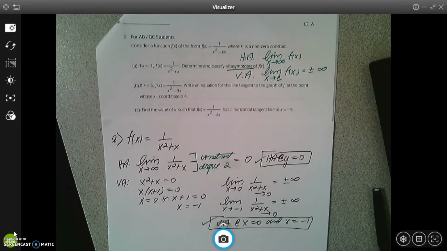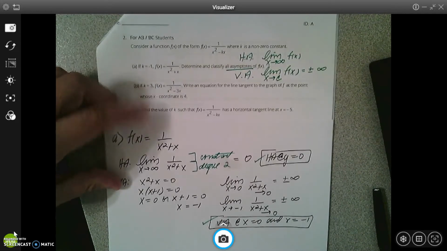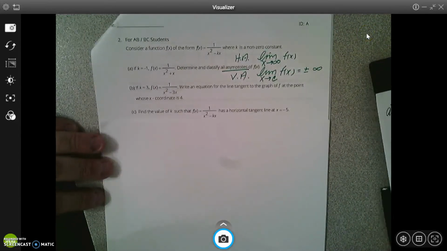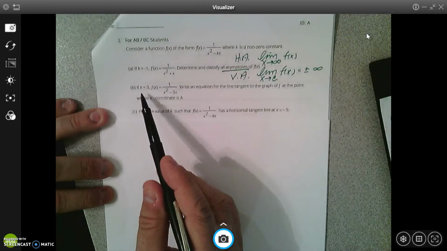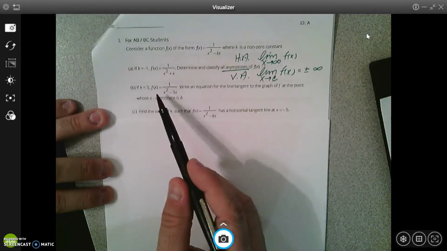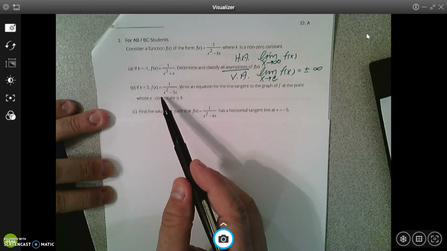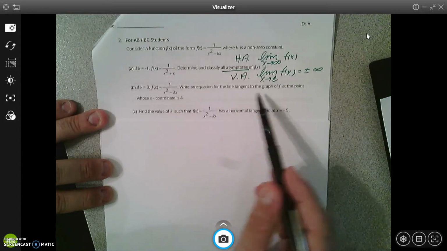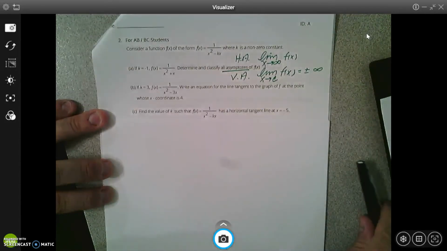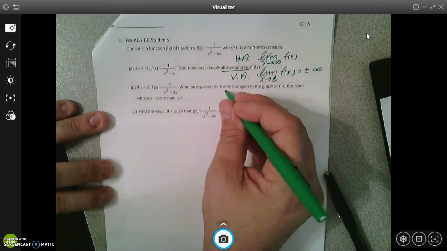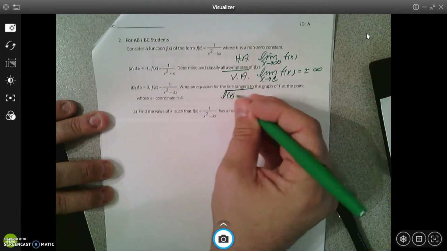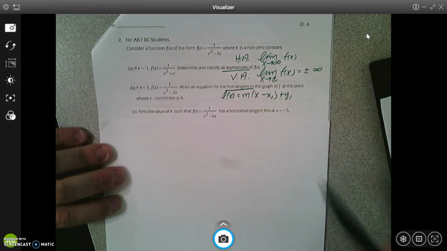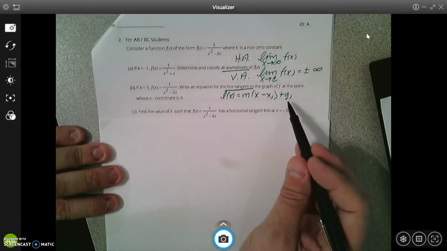That's part A. Let's look at part B. In part B, now they've given us a different value of k. k is equal to 3. The function now is f of x equals 1 over x squared minus 3x. Write an equation for the line tangent to the graph of f at the point whose x-coordinate is 4. Well, I know that when we write tangent lines, we normally write them in the form L of x is equal to your slope times x minus x1 plus y1. This is just your point slope form.